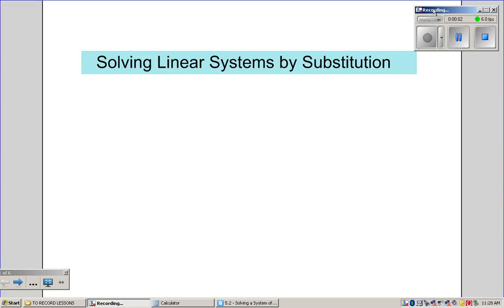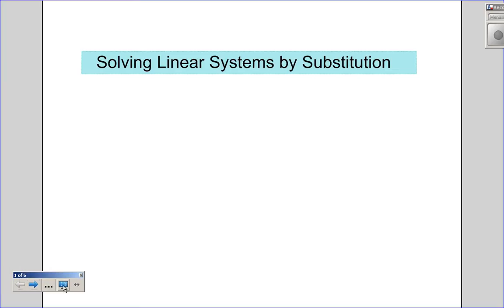Hello and welcome to today's lesson, lesson 5.2, solving a system of equations by substitution. So in our previous lesson we learned about solving a system of equations by graphing, and today we'll be looking at solving them through the use of substitution.